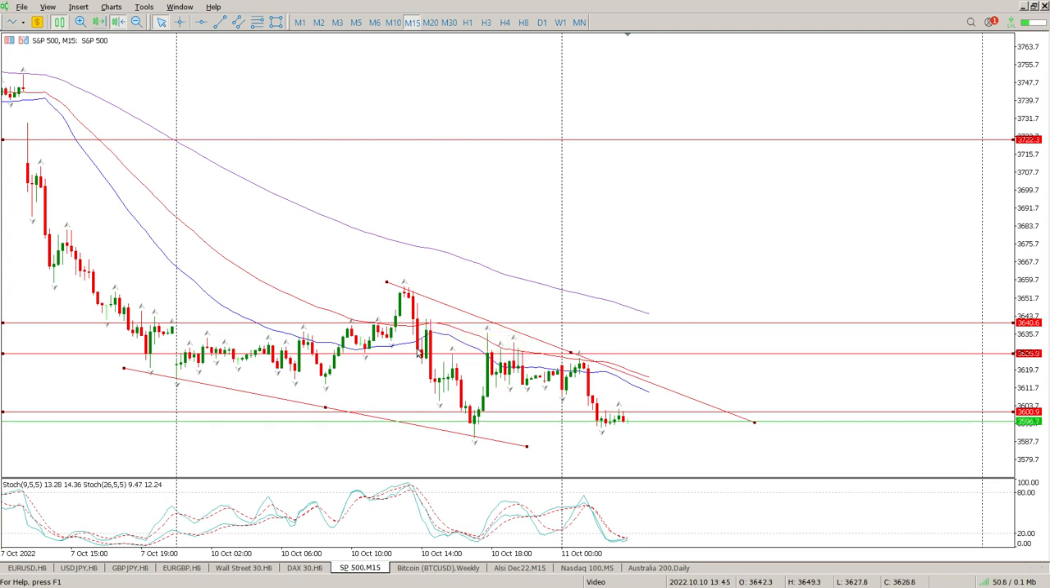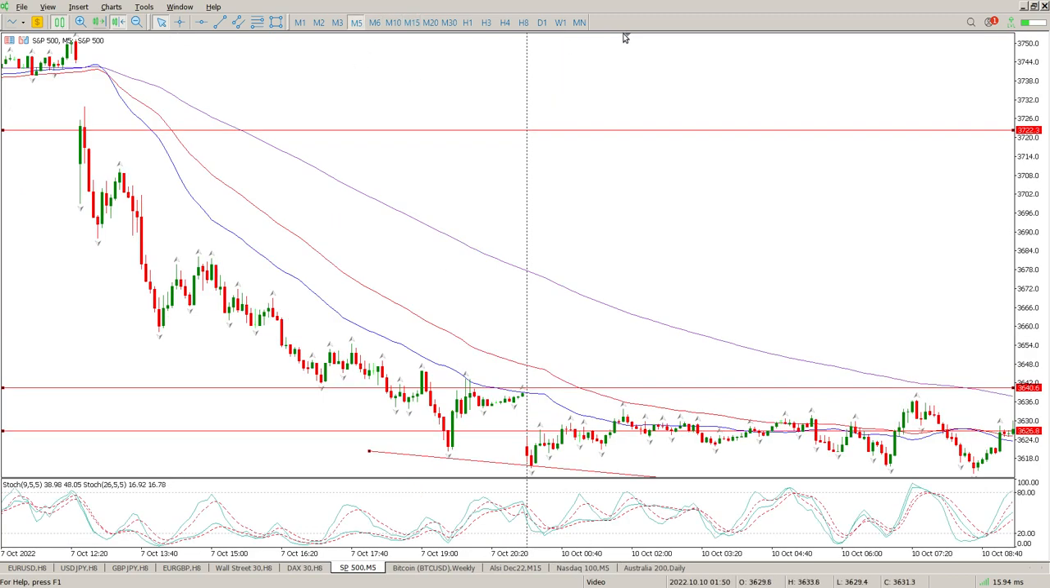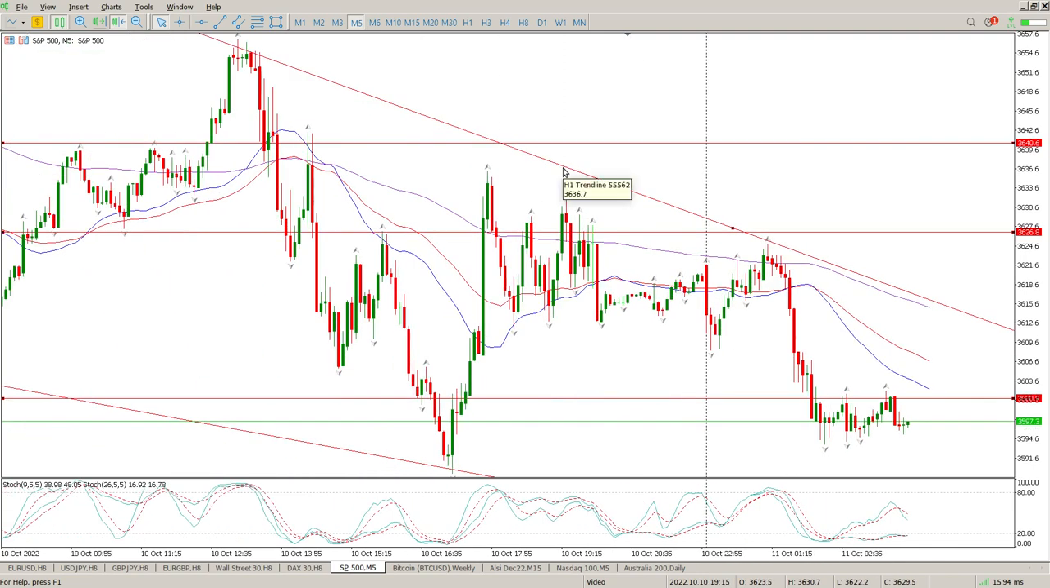So we had 36.27, which was pretty much the entry that I was looking for. We were just above that, 36.27 and a half or something like that. But we were just above that, and we got in basically on this move here. Let's just get the 5-minute chart and we can have a proper look at it.